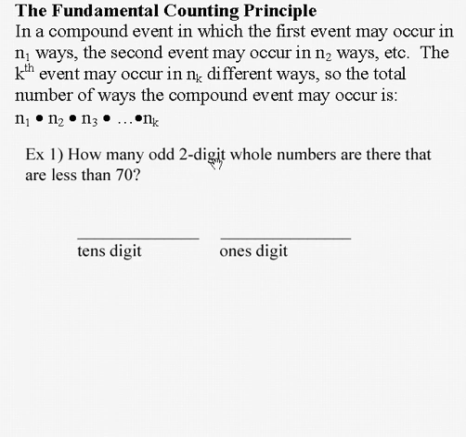Well, two-digit numbers implies the fact that we've got a tens digit and a ones digit. And if it's less than 70, the tens digit has to be chosen from 1, 2, 3, 4, 5, or 6, not 0, because then it wouldn't be a two-digit whole number. And it can't be 7, because it can't be equal to 70, it says less than. So that gives us 6 possibilities, 6 different ways in which the first event may occur. 6 choices, so to speak.